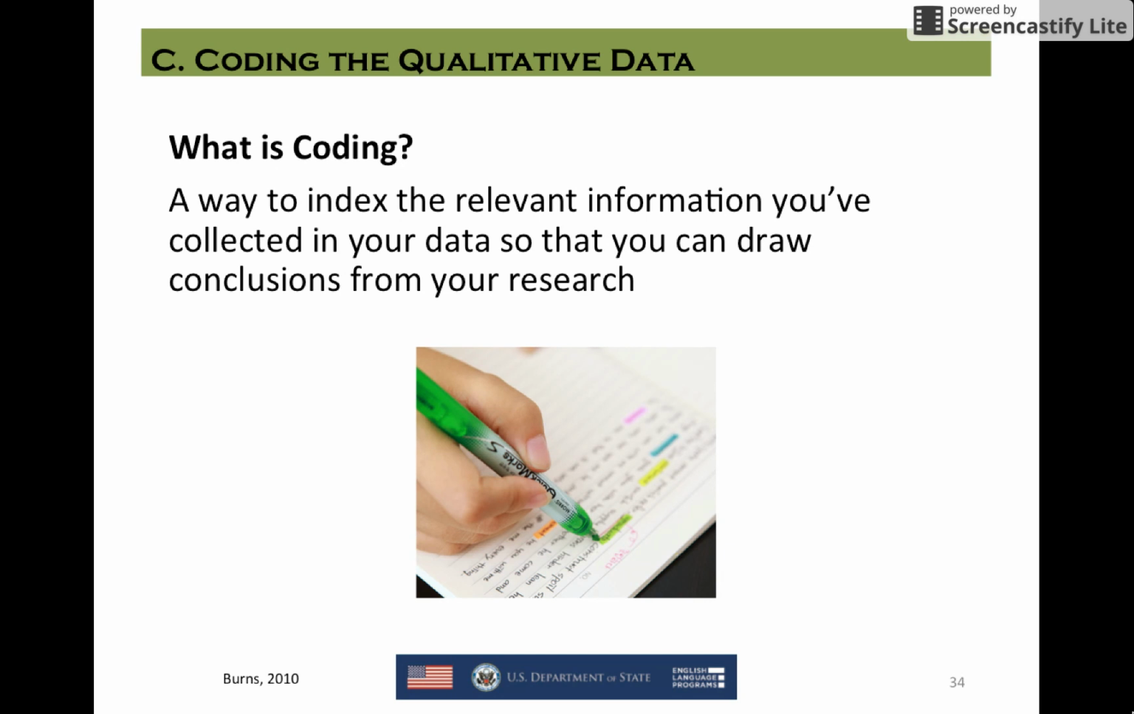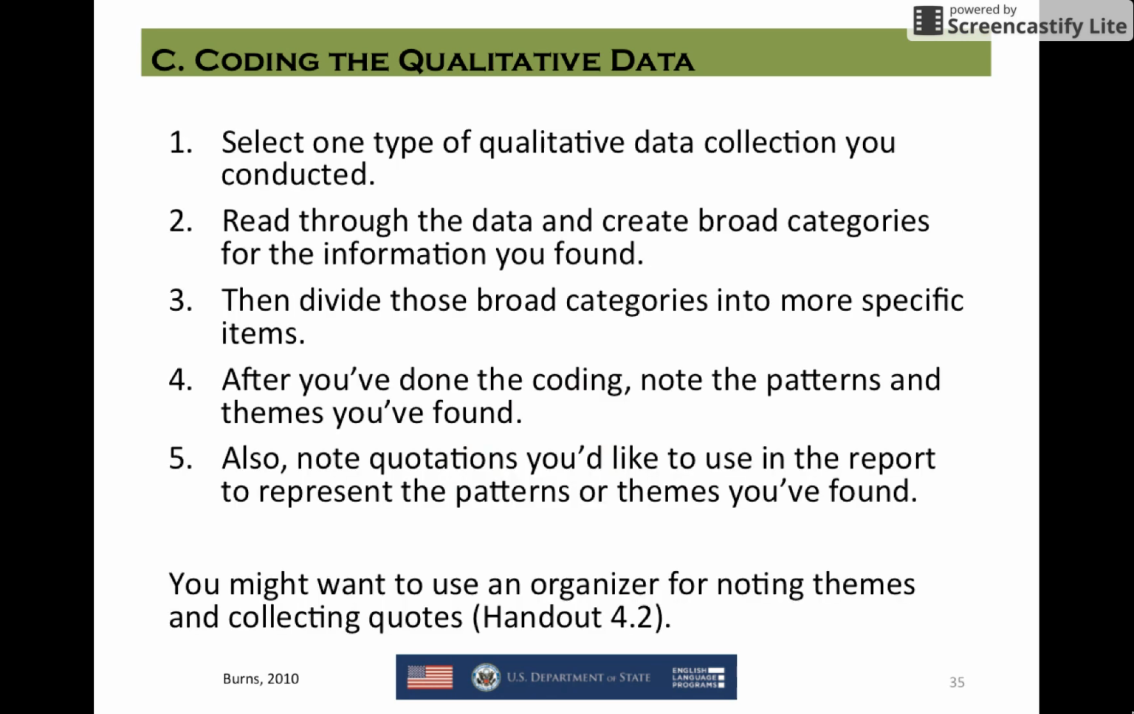Coding the qualitative data. Remember, qualitative data includes items such as interviews, which are more descriptive and don't have numerical values. So what is coding? Coding is a way to index the relevant information you've collected in your data so that you can draw conclusions from your research. There are many different ways to go about coding qualitative data. This is just one basic way that you can use to do it.